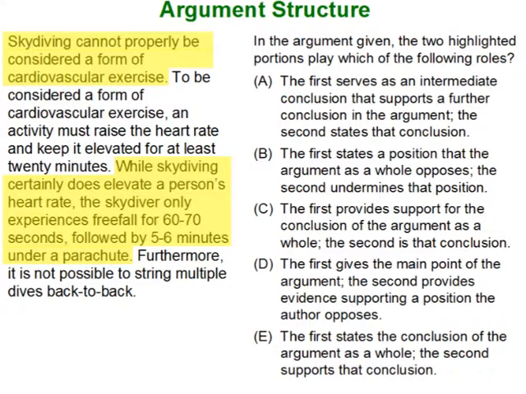So in this example, would it be skydiving cannot be considered exercise, therefore, it elevates a heart rate for 60 to 70 seconds and 5 to 6 minutes under a parachute? Clearly not. It would have to be the other way around. Skydiving elevates a person's heart rate, but only for 60 to 70 seconds. Therefore, it cannot be considered a form of exercise. That would be the logical way to order it. So what we can decipher very quickly then is that the first sentence is the conclusion of the argument.